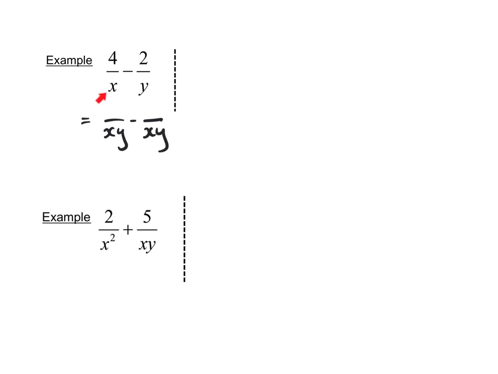So we're going to have a look at this. What do I have to multiply x by to make it into xy? Well, I've had to multiply this x by y. So I've multiplied the bottom by y, multiply the top by y as well. So that'll become 4y.